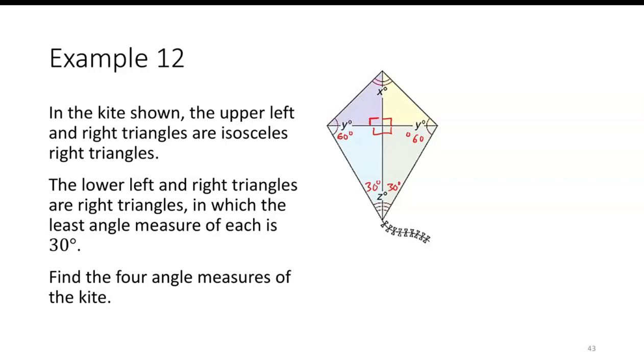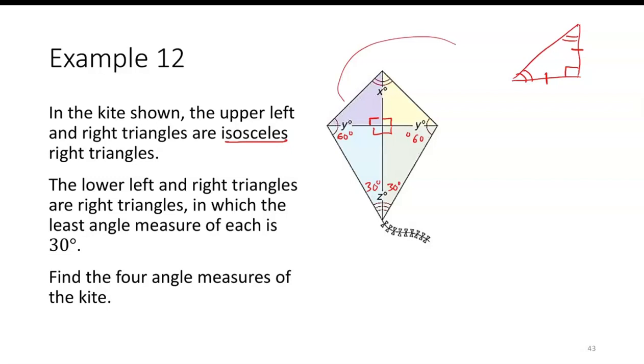All right, and what we also know is the upper left and upper right are isosceles right triangles. That means, so let me draw that left triangle there. We know it's a right triangle. This isosceles right triangle means that the two sides next to the right angle are congruent, which means that the two angles are congruent as well.